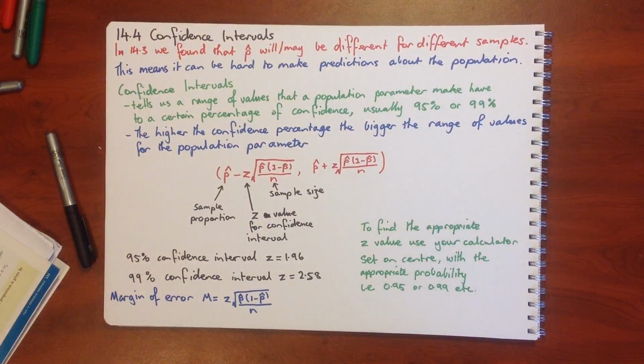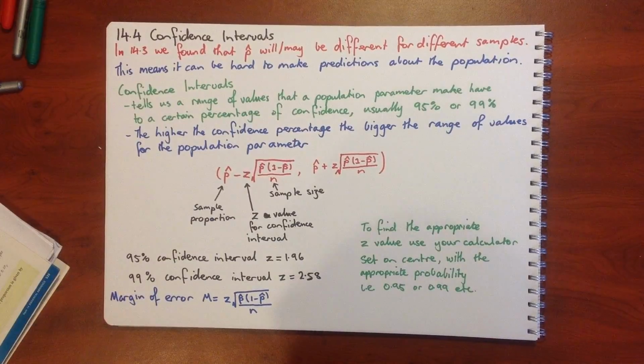Hey, in this tutorial we're looking at section 14.4, which is on confidence intervals. We found in 14.3 that p hat, our sample proportion, may be different for different samples. This means it can be hard to make predictions about the population.